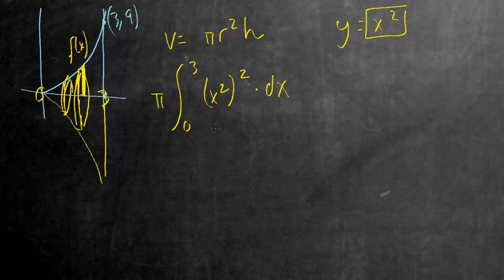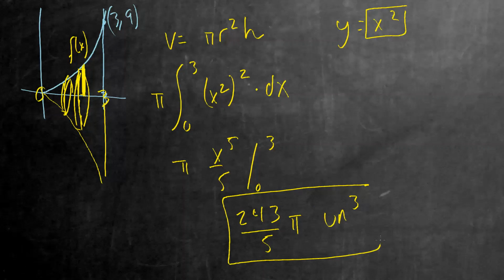Can we figure it out? Sure. X to the 4th integrated, x to the 5th over 5 from 0 to 3. 3 to the 5th power, 243 over 5 times pi, 0 over 5, of course. So 243 over 5 pi, something cubed. Not bad when we're talking about disks. And volume is not bad at all. You guys are so good at areas, volume's just one more step.